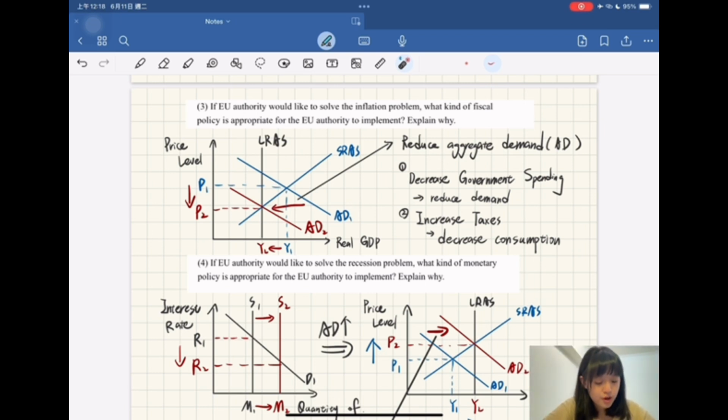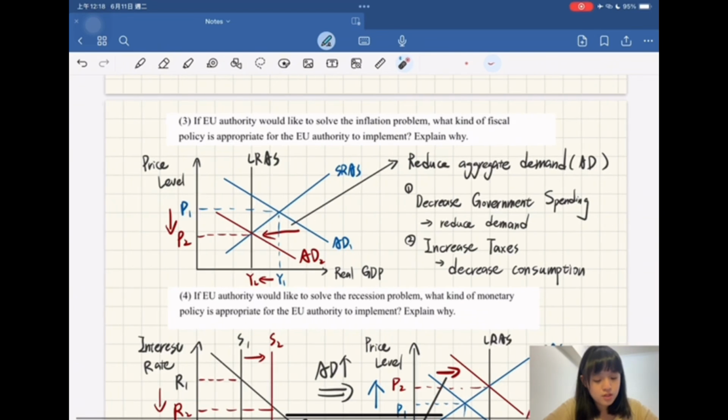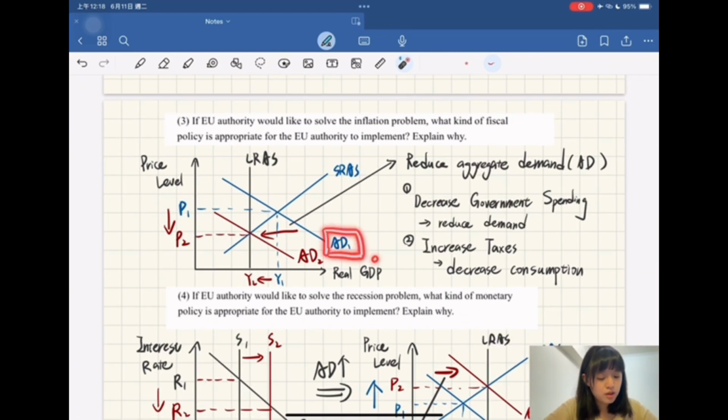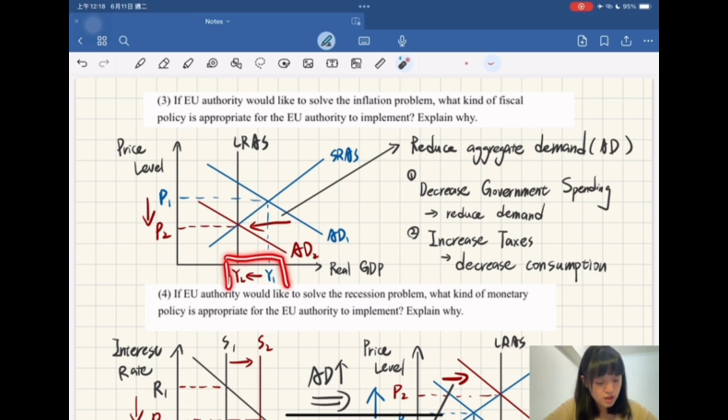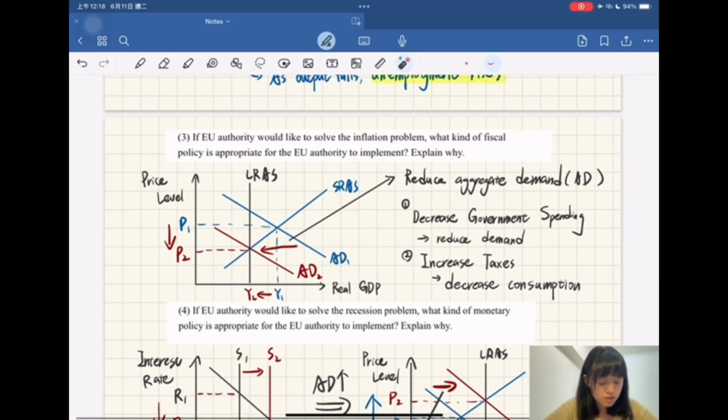Let's move to the third part. If the European Union authority would like to solve the inflation problem, what kind of fiscal policy is appropriate? The main goal of the government is to reduce the aggregate demand. Why is that? Because if we reduce the aggregate demand, this is the original demand, right? So if we move it left, we decrease the aggregate demand, and it can cause the output, the GDP, to become lower, and while the curve moves left, the price will go down simultaneously, and the aggregate supply doesn't change.